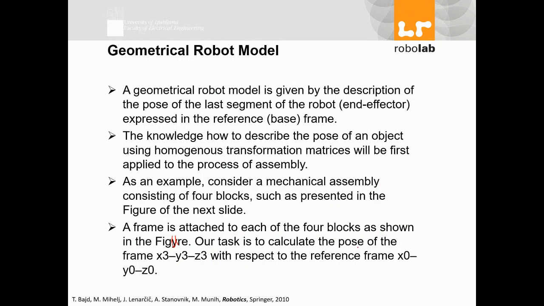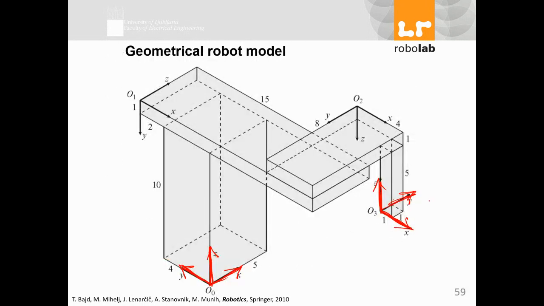Our task is to calculate the pose of the frame x3, y3, z3 with respect to x0, y0, and z0. Again, this one: x3, y3, z3 versus x0, y0, z0. Okay, look at the coordinates. You see I have this system here, I have another one here, I have another one here.